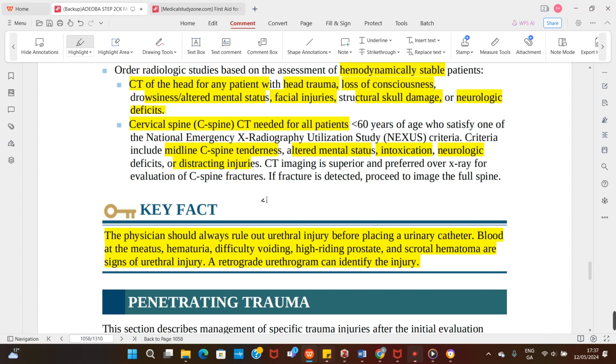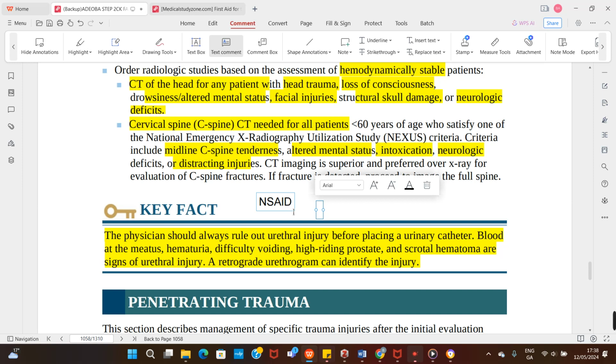The H-E-N NSAID. So the N is for neurologic deficit, right? The S is for cervical spine tenderness. The H is for altered mental status, or altered sensorium. The I is for intoxication. The D is for distracting injury.